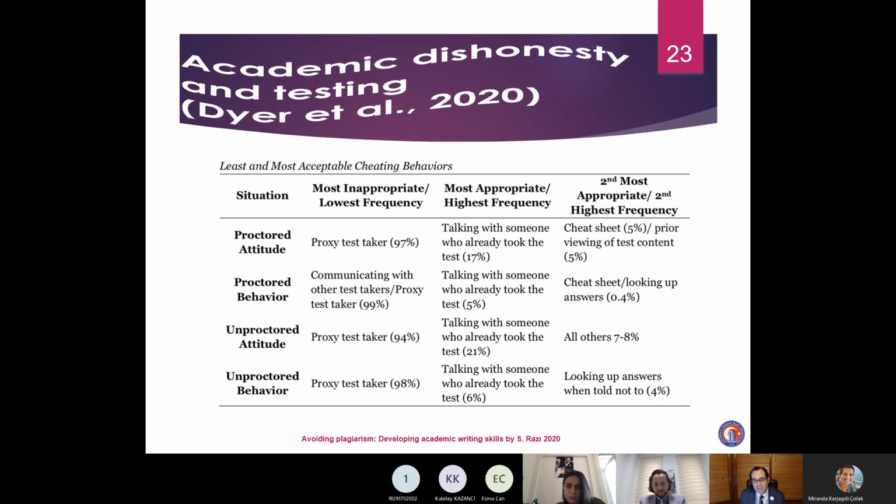And so what was their proctored attitude? And then what did that translate into in actual behavior? Wanting to see if students felt a certain way and then followed up with actually acting that way, or if students felt a certain way and then they did not act in that way. And then we asked them to look at, well, what if it's unproctored, all right?